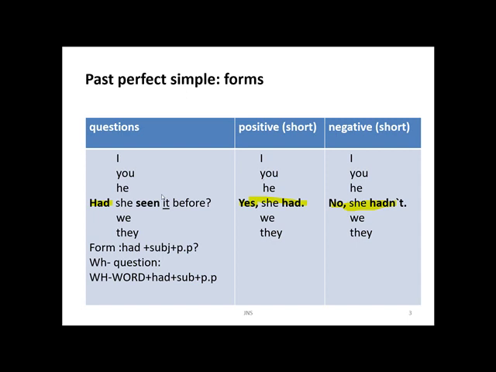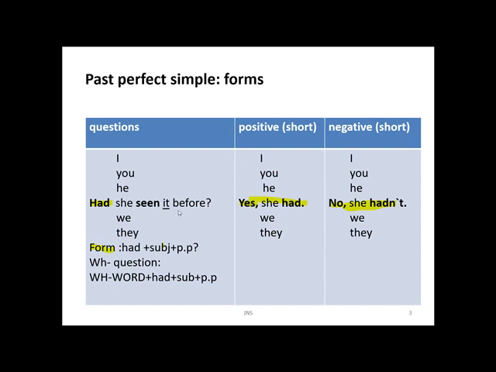Alright, how can I simply form a question in the past perfect tense? Here is the rule. Had comes first, followed by the subject, and then followed by the past participle. As you see in the example, had she seen it before? Yes, she had, or no, she hadn't.